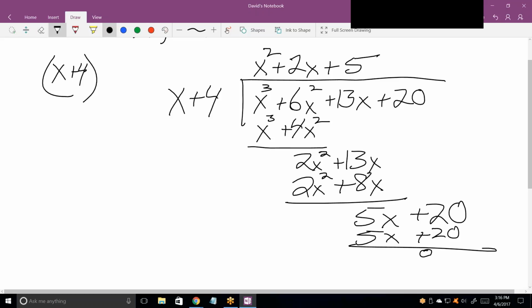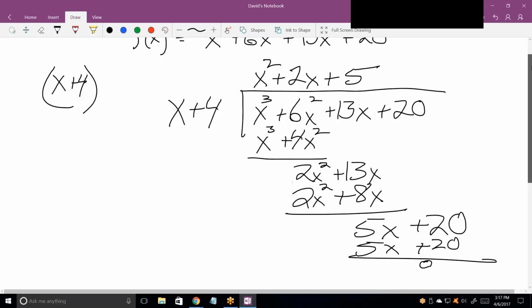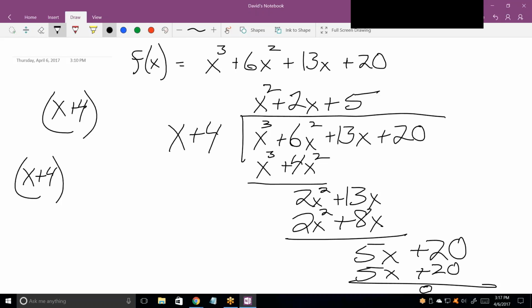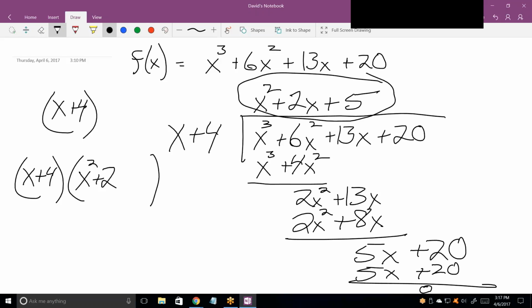Now, what are our 2 factors at this point? So x plus 4 is a factor. We know that. What's the other one? Well, we could break the x, so it's x plus x. That's the other one right there. Whatever I get as a quotient. Now, the question is can we factor that further?